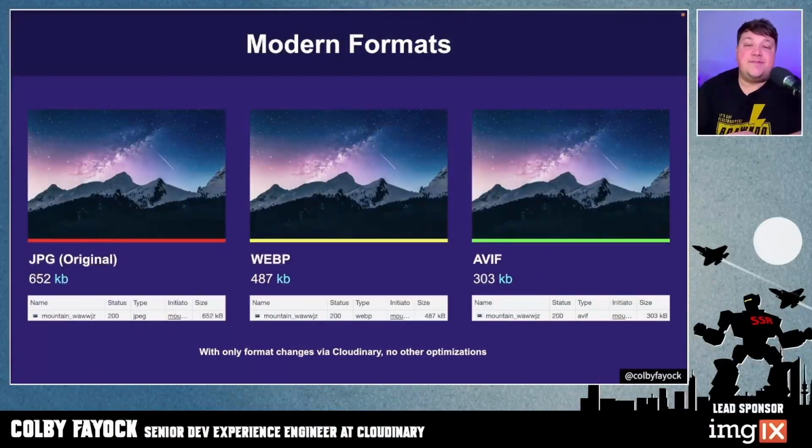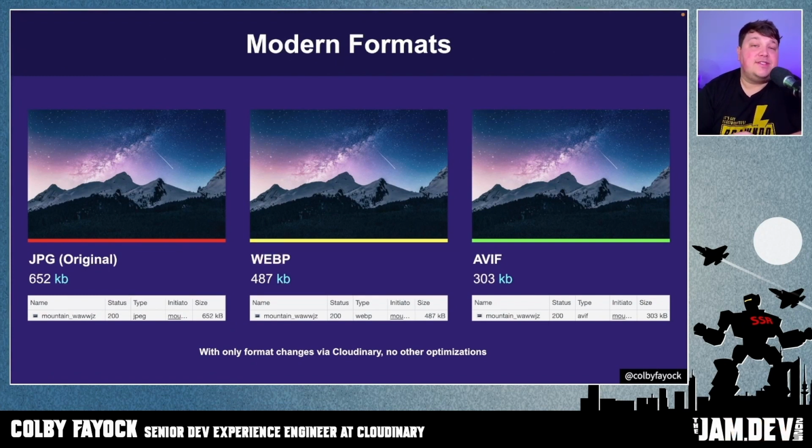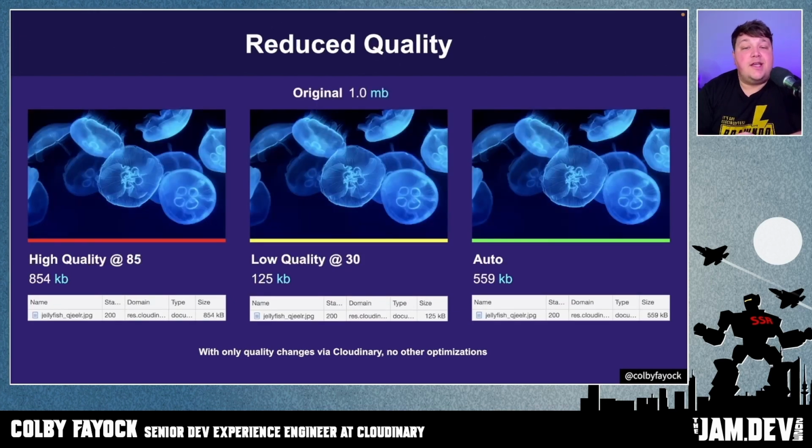Let's look at some examples of images. To start off, while JPEG is a great option, there's more modern formats that can help us deliver high quality images at reduced sizes. WebP and AVIF are two great options, and depending on that image can bring some drastic reductions in size. We can also compress our images to a point where we're not actually impacting the visual quality.